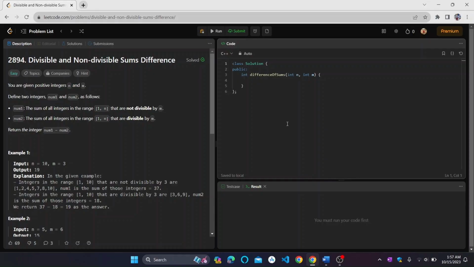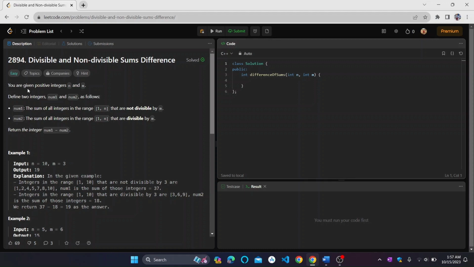Hello guys, today we are going to discuss another LeetCode problem. The problem number is 2894. This problem defines divisible and non-divisible sum difference.